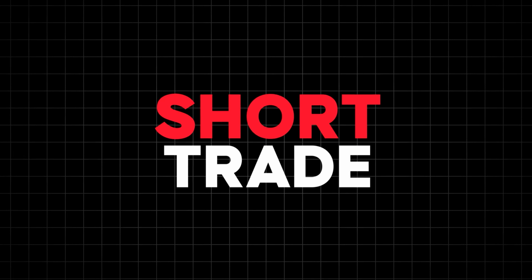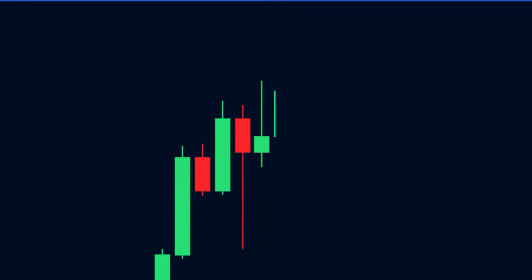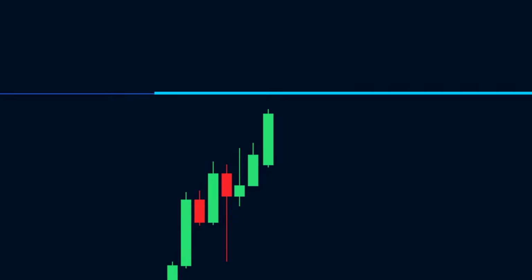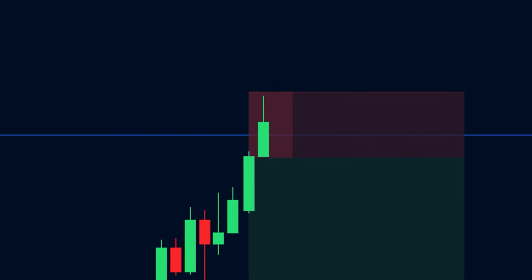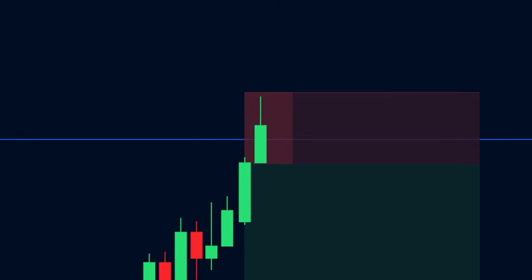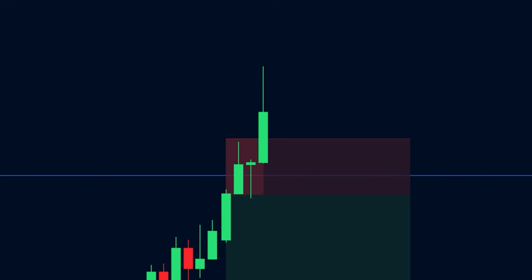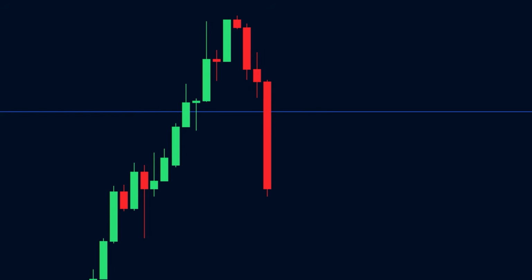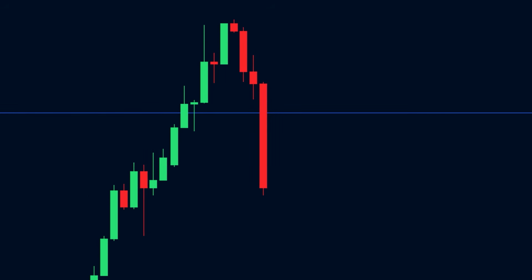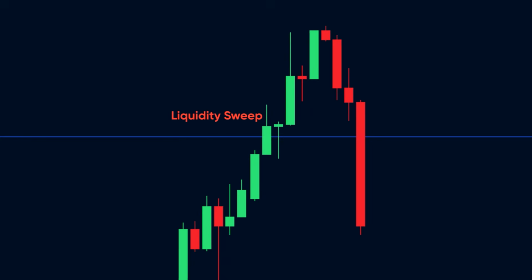Now let's flip it and walk through a short trade setup. Same logic, opposite direction. Price is approaching the previous day's high. Retail traders have sell stops sitting just above this level, hoping to catch a breakout. Watch what happens. Price breaks above the previous day high, stops get triggered, buyers pile in, but then price reverses. It doesn't just reject, it collapses back below the previous day's high and keeps dropping. That breakout, that was a liquidity sweep.